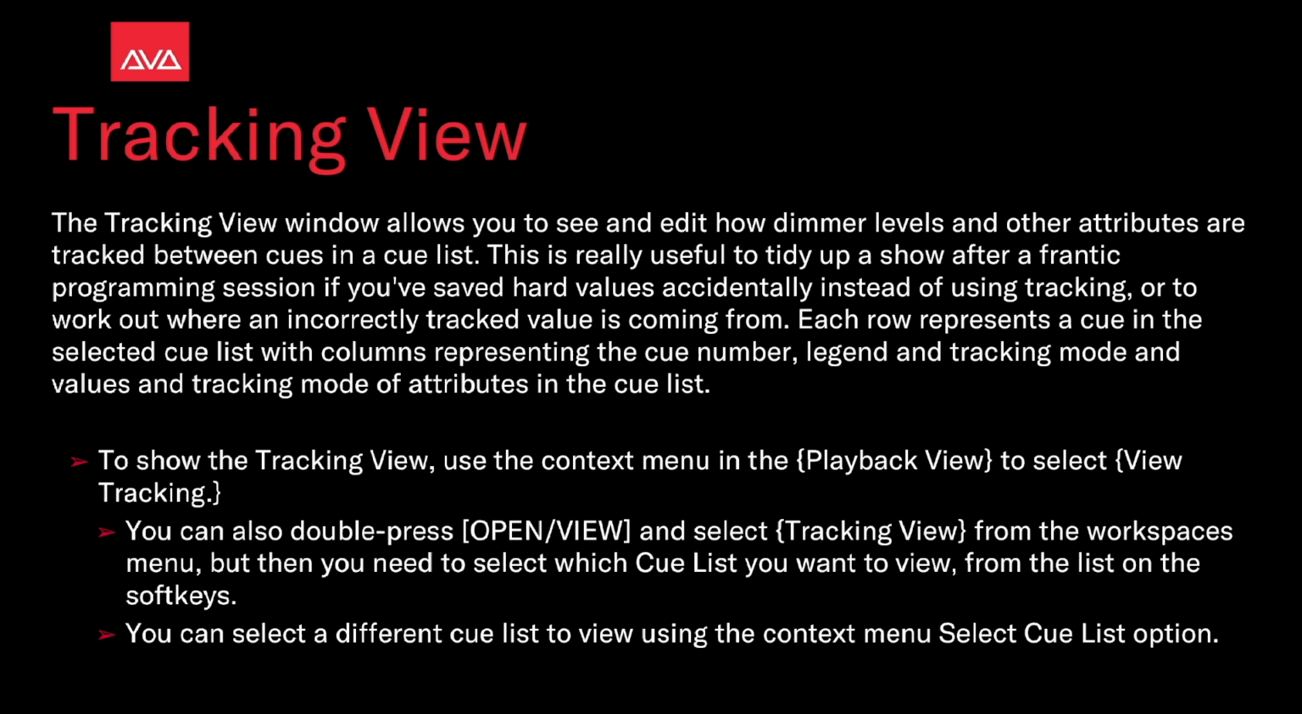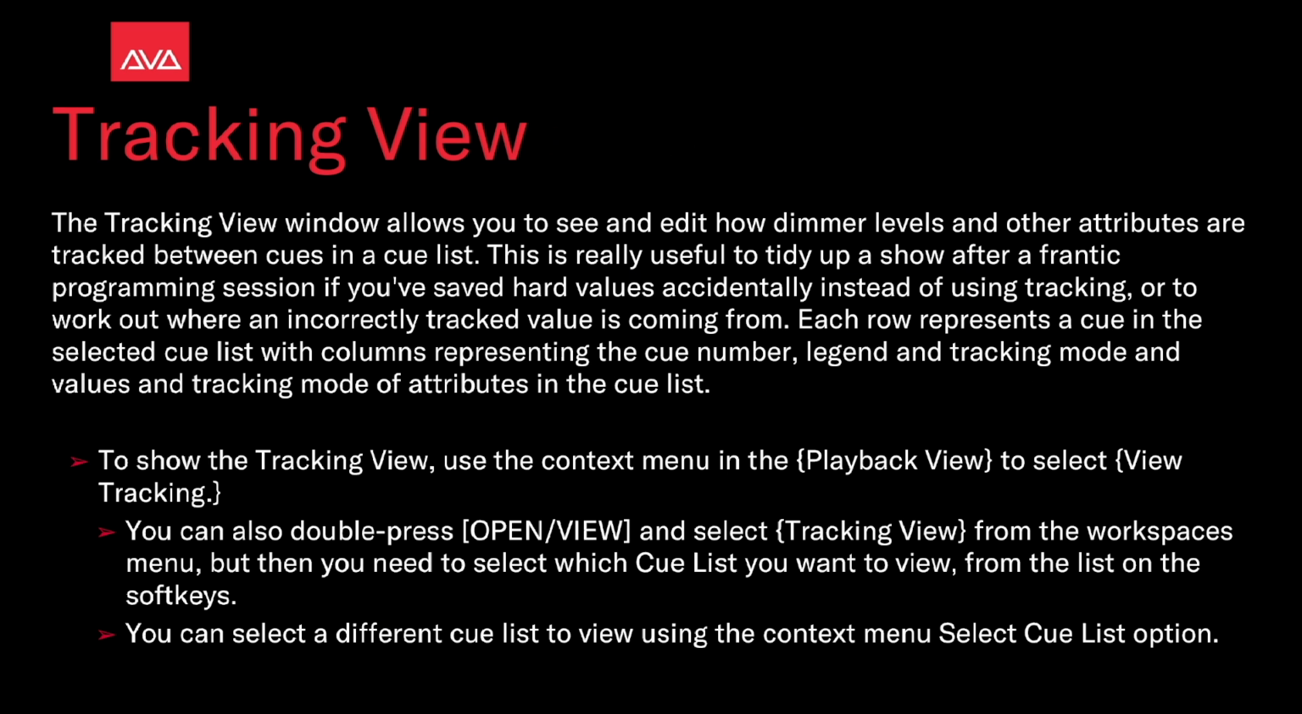The Tracking View window allows you to see and edit how dimmer levels and other attributes are tracked between queues in a queue list. This is really useful to tidy up a show after a frantic programming session if you've saved hard values accidentally instead of using tracking, or to work out where an incorrectly tracked value is coming from. Each row represents a queue in the selected queue list, with columns representing the queue number, legend, and tracking mode, and values and tracking mode of the attributes in the queue list.